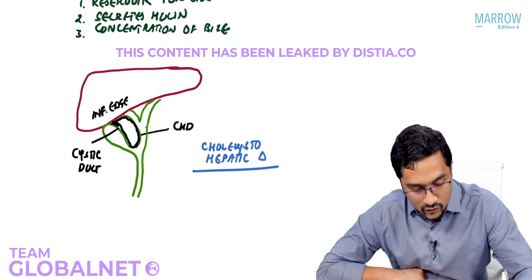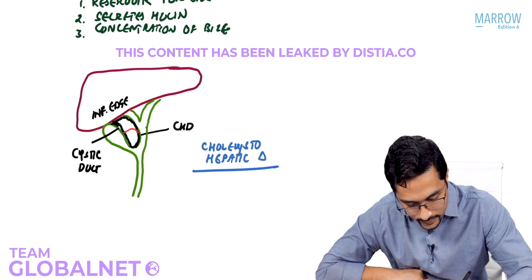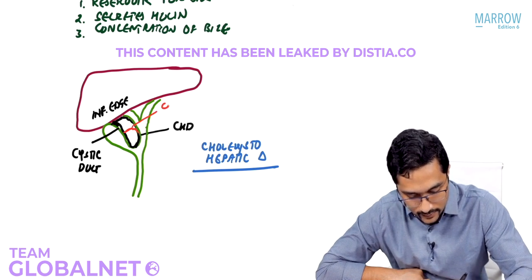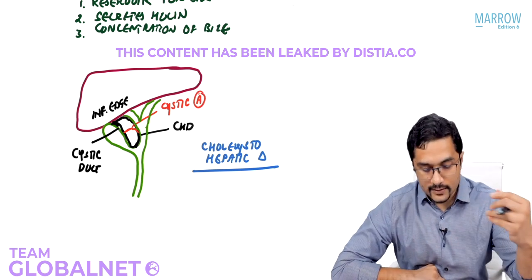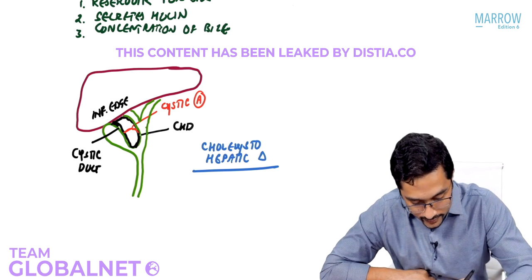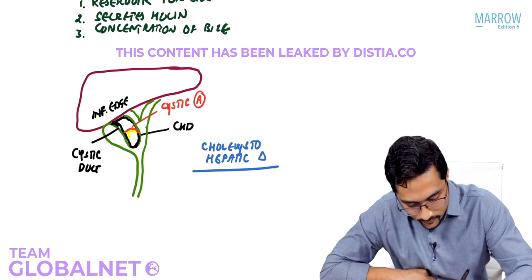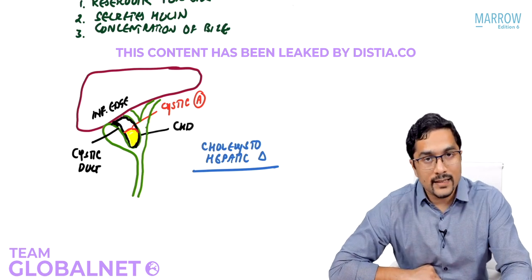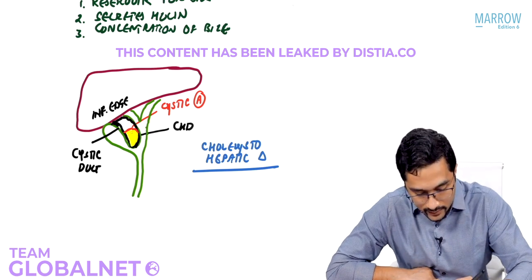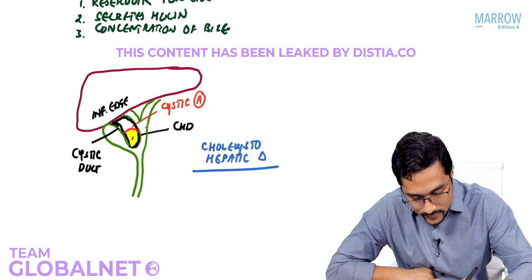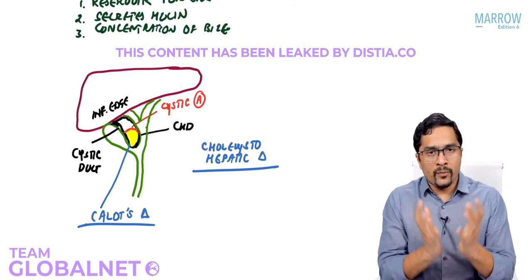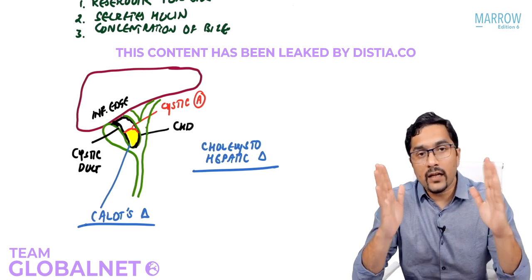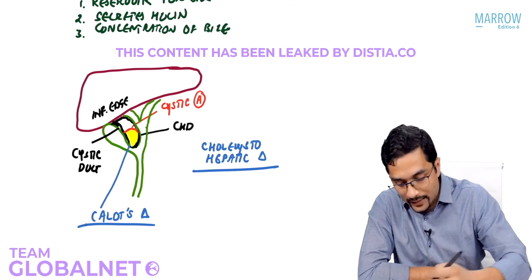Inside the cholecystohepatic triangle, you have the cystic artery. This red one is the cystic artery, right? The cystic artery is a branch of the right hepatic artery. Now, this triangle which I have shaded yellow, formed by the cystic artery, the cystic duct and the common hepatic duct, is known as the Calot's triangle. So Calot's triangle is a smaller triangle inside the bigger cholecystohepatic triangle. That's what I want you to understand.